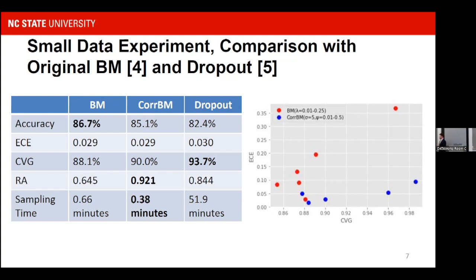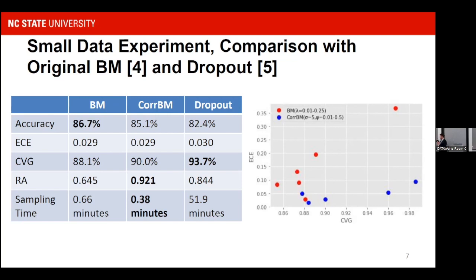Dropout is another method that we compared our approach to, in addition to the original belief matching framework. Dropout's a standard approach that's used a lot in deep learning for uncertainty quantification. When we looked at the computational cost of actually constructing the posterior distribution, it took less than half a minute for us to construct 200 posterior samples using our approach, and it took almost an hour to produce the same posterior distribution using dropout. So that's a significant computational advantage.